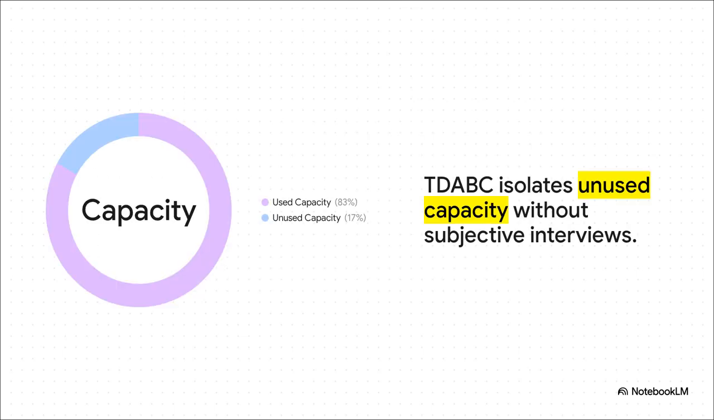What's really cool is that TDABC mathematically isolates used versus unused capacity. Because we're using an objective time estimate for our activities now, any time left over from our practical capacity is just clearly flagged as unused capacity. It's brilliant. It allows managers to see exactly how much idle time exists in the whole system, completely objectively, without forcing employees into that awkward corner where they have to self-report it.